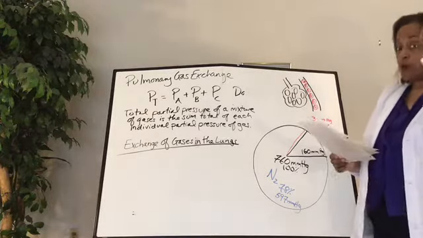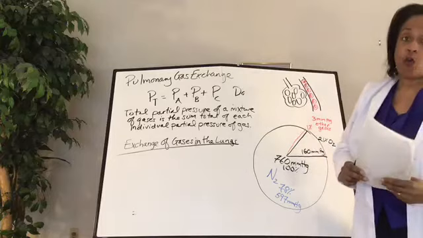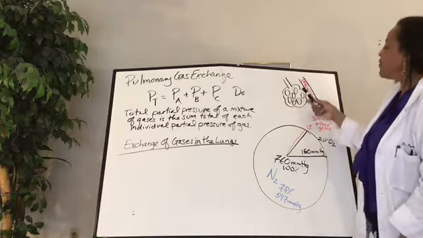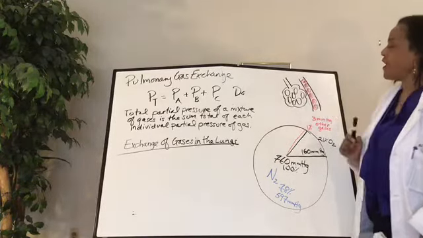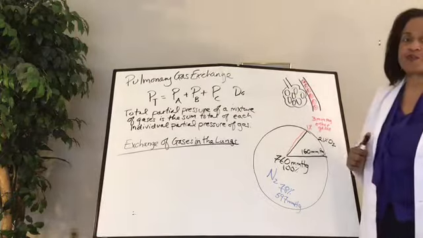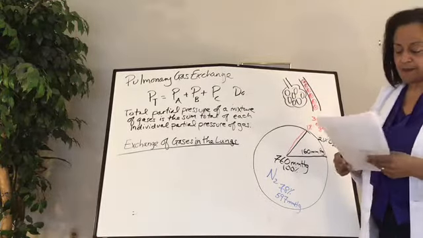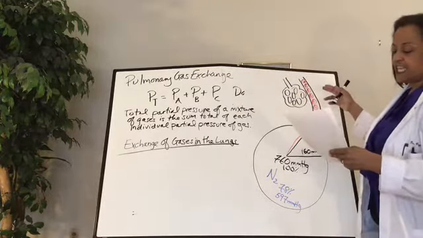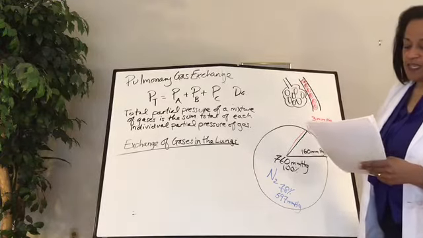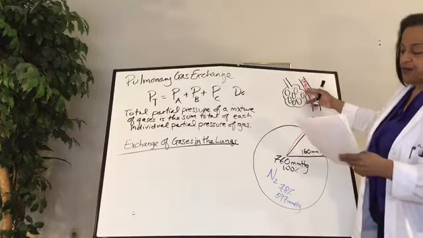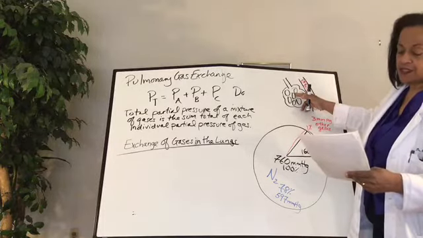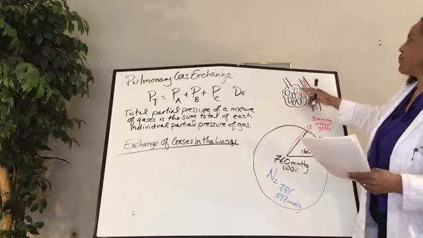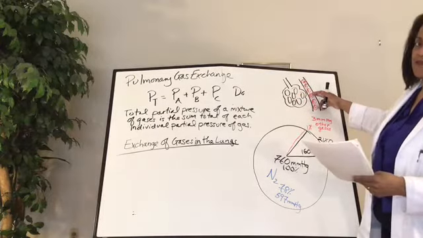Good. Gases are going to move in both directions, right? Across the respiratory membrane. You remember that this and this and that, all of that's part of the respiratory membrane. Gases will go in both directions across the respiratory membrane. Right? Oxygen enters the blood from the alveolar air because the partial pressure of oxygen in the alveolus is greater than the partial pressure of oxygen in the blood.